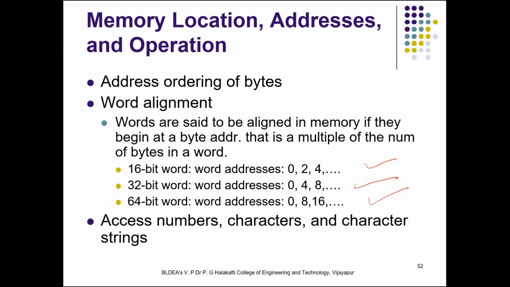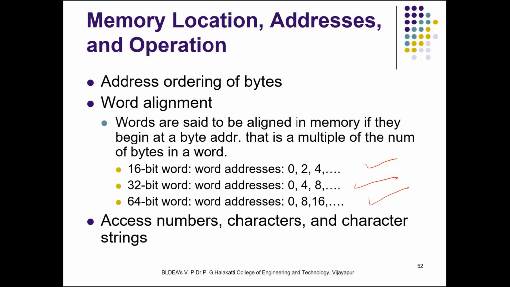Now accessing of numbers, characters and character strings, let's have a look at that. A number usually occupies one word, so it can be accessed in the memory by specifying its word address. Similarly, individual characters can be accessed by their byte address. In many applications, it is necessary to handle character strings of variable length. As the number of characters in a string is not fixed, it varies. The beginning of the string is indicated by giving the address of the byte containing the first character. Successive byte locations contain successive characters of the string.